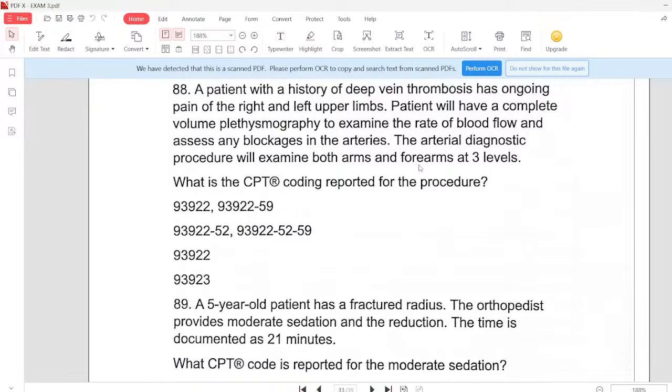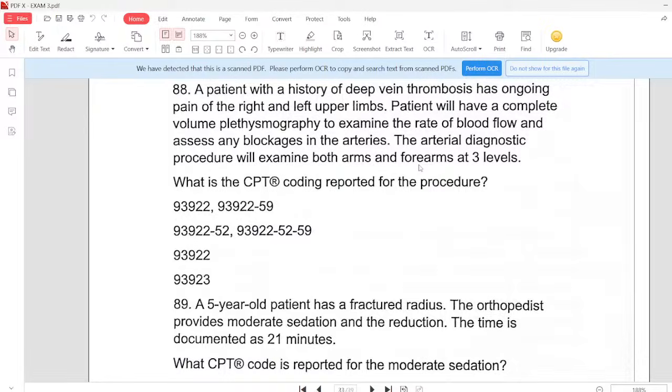So yeah, Monica, correct answer, dear. Three level, Shakti, correct answer. D is the correct answer. Last one, 93923 is the correct answer. So here they have mentioned three levels. Yes, yes, I will share you.